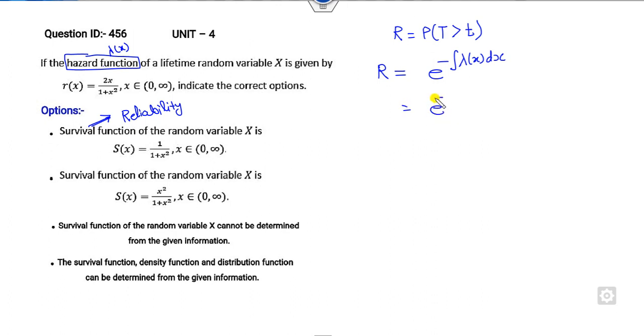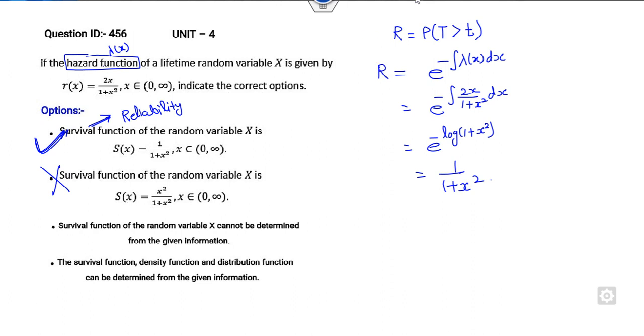So you can see that this is 2x over 1 plus x squared. What is the answer? E raised to the power minus log of 1 plus x squared, which gives 1 over 1 plus x squared. Is this the answer? This is the right answer. This is the wrong answer.